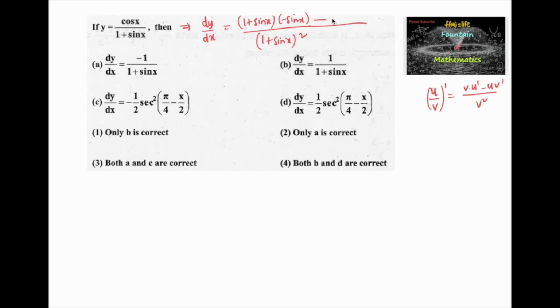Given a function y is equal to cos x upon 1 plus sin x. So let us differentiate with respect to x. So dy by dx is equal to, by applying the u by v rule, u by v whole dash is equal to v into u dash minus u into v dash upon v square. So we can write upon 1 plus sin x whole square. So 1 plus sin x into differentiation of cos x is minus sin x and minus u, that is cos x, into differentiation of denominator 1 plus sin x is cos x.